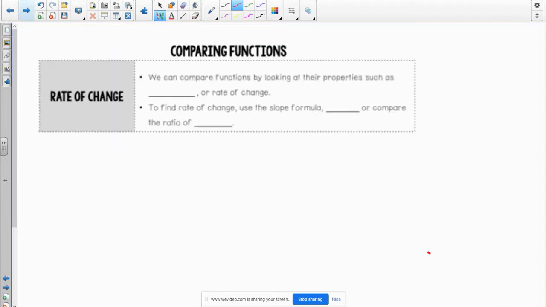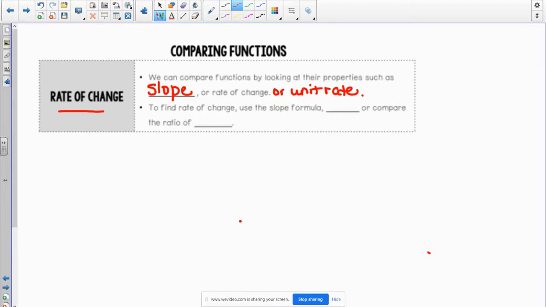So, a little vocab here: the rate of change. When comparing functions, we really look at that rate of change. We can compare functions by looking at their properties such as, I'm going to write the word slope in here, or rate of change, and I'm even going to add or unit rate, because sometimes taking it down to the unit rate is a good idea because then they all have a denominator of 1, so it's easier to compare in the numerator.